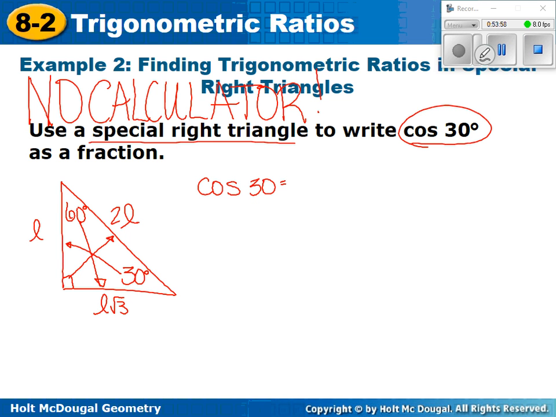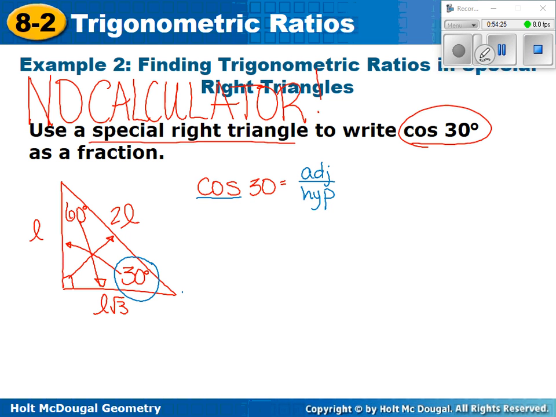Okay, so we want to find the cosine of 30. Once I label my formula, I'm just using the formula. I don't have any numbers, just the formula. I'm looking at the 30-degree angle. Cosine is which two sides? Adjacent and hypotenuse. So the cosine of 30 should equal the adjacent over the hypotenuse.